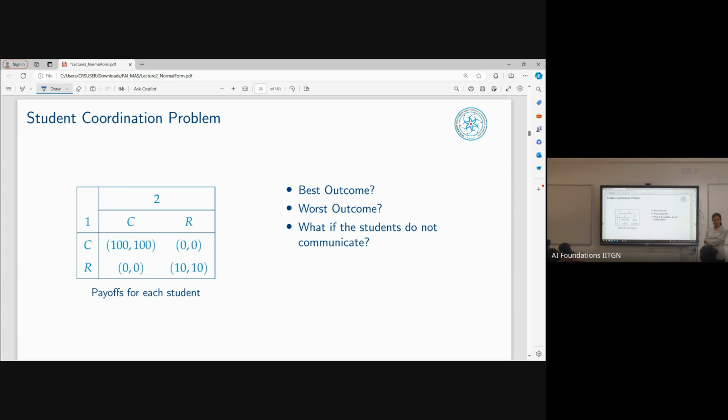But don't we assume both of them are rational and intelligent? Both of them are rational and intelligent. They are trying to maximize their output. If they're maximizing, then they will go. Okay. Let's see. So the idea is to analyze these sort of games.